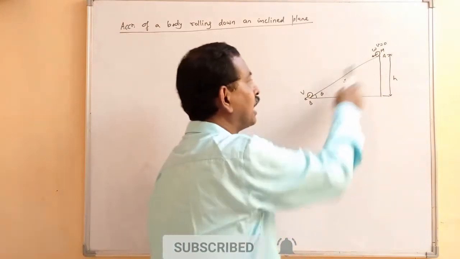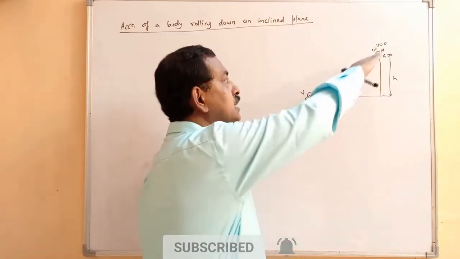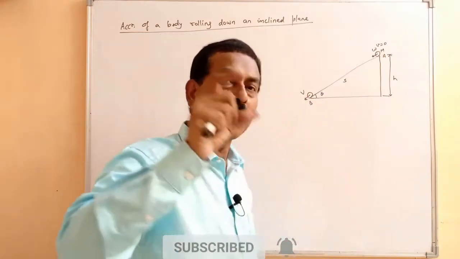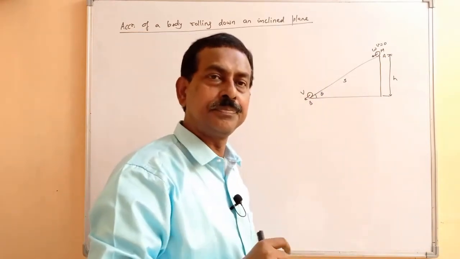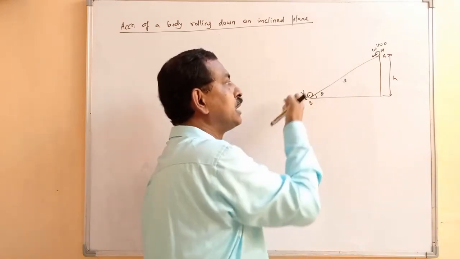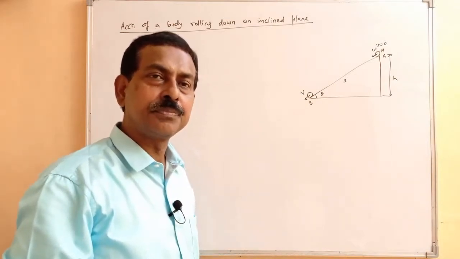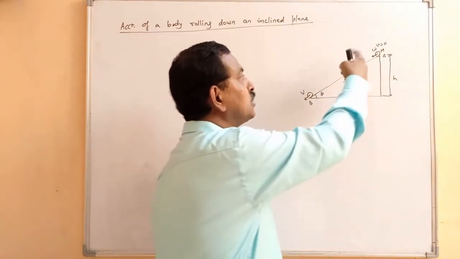This is, suppose, an inclined plane on which a body is rolling down. If this is an inclined plane on which a body is sliding, if it is frictionless, in that case the acceleration down the inclined plane will be how much? It will be g sine theta. But here the body is rolling.